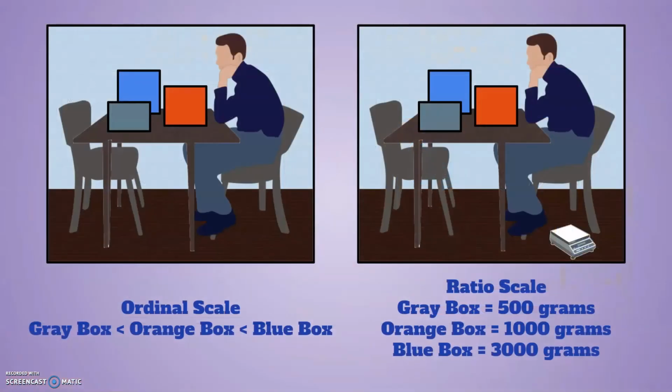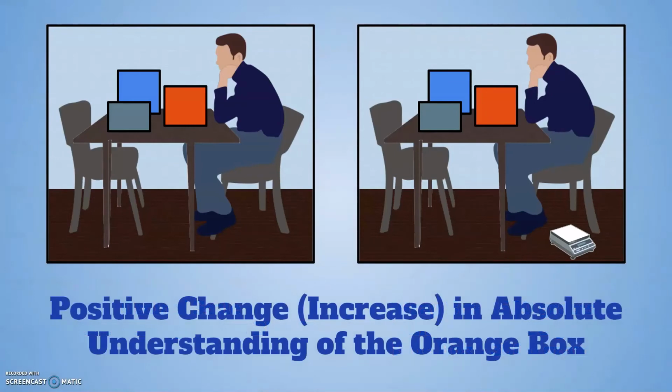Returning to the problem, you will notice that in the first scenario, the man's conception of the box's weight scale is ordinal. He only knows that the orange box's weight is between the gray box and the blue box. In the second scenario, however, the man's conception of the box's weight is a ratio scale. This is because the man can now say that the orange box's weight is 2 times greater than the gray box and 3 times less than the blue box. Because all understanding is assumed to be the same, the levels of measurement can be used to prove the man's understanding of the orange box has increased.